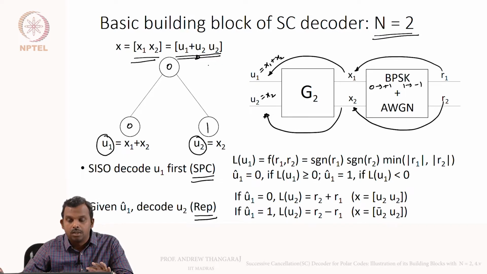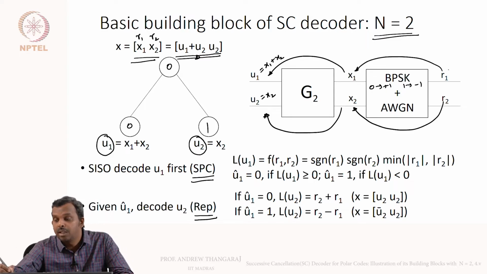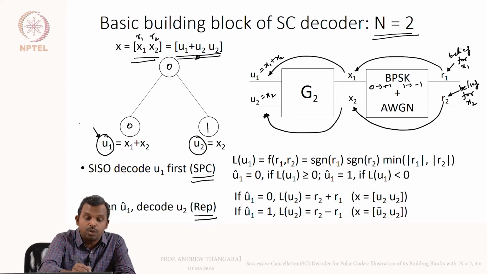So remember this, you get u1 as x1 plus x2, and R1 was received when x1 was transmitted, and R2 was received when x2 was transmitted. So R1 is like a belief for x1, R2 is belief for x2. And what do you want? You want belief for u1.